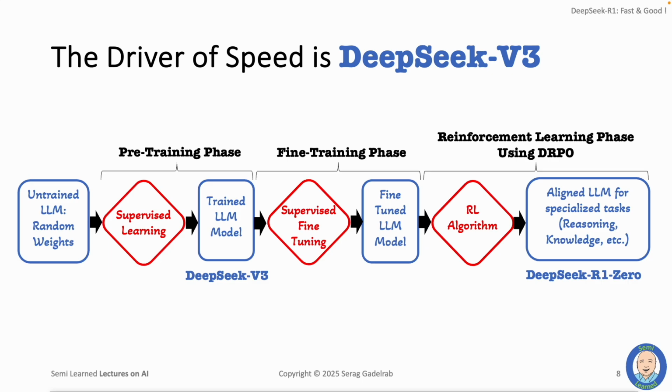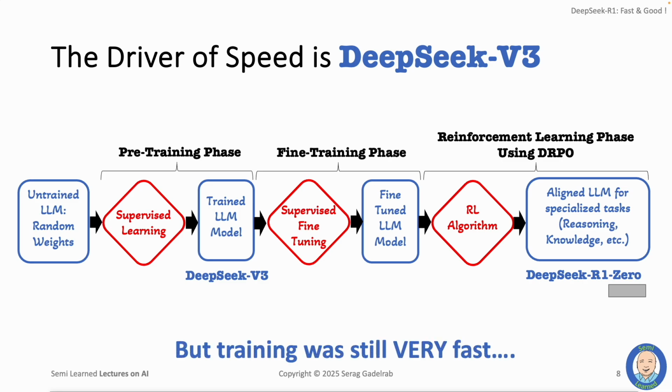And so they went back to a more traditional pipeline that they describe in their paper. And the R1 model lost the word zero from its name because it was in fact fine-tuned. But their training speed was still very fast. Now that could have been because of the GRPO algorithm, but people also found that their inference speed to prompts after the model was trained was also very fast.